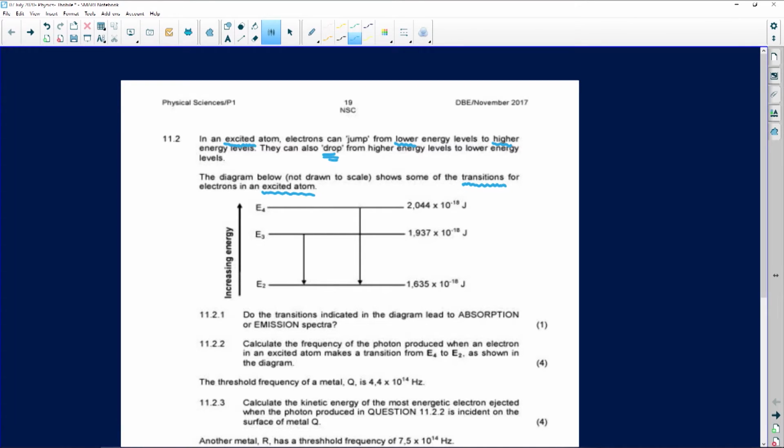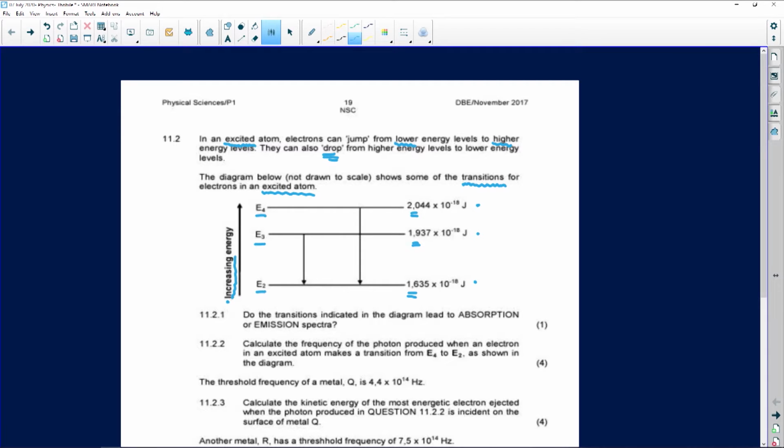So here what I see is that I've got increasing energy going up, which is true, because if an electron moves from energy level 2 to energy level 3 to energy level 4, it needs an increase in energy. On the right-hand side, we have the different energies that are given here. So this will be for level 4, level 3, and level 2. And as you can see, the numbers keep getting higher as we move up to the next energy level. Let's look at the first question.